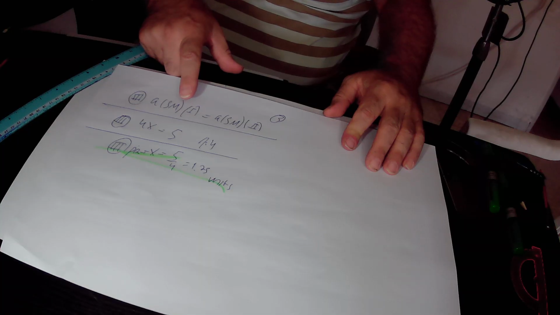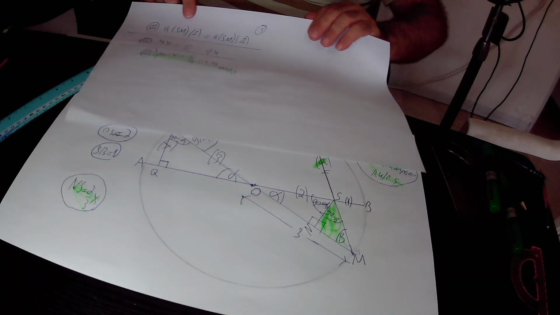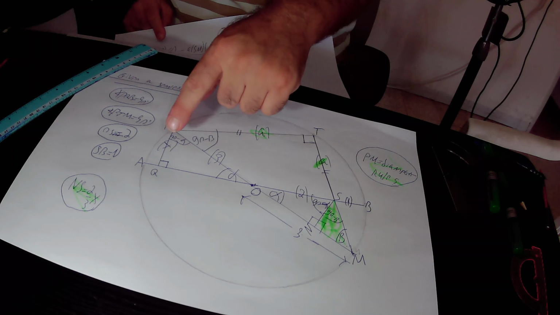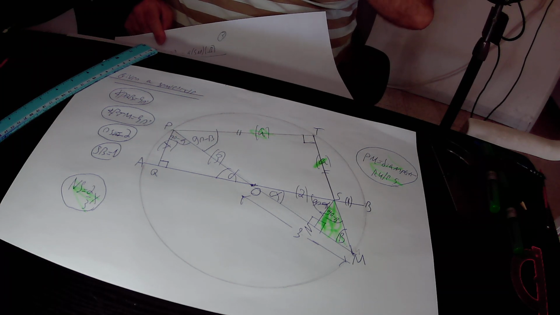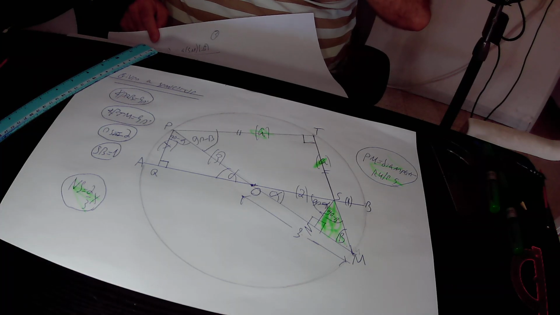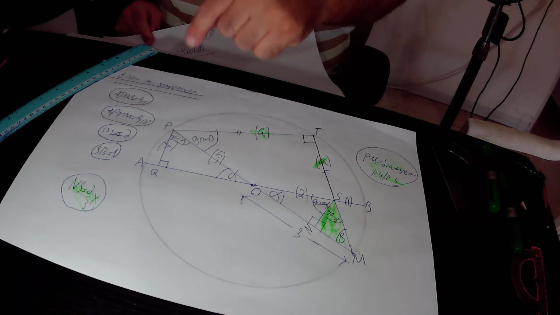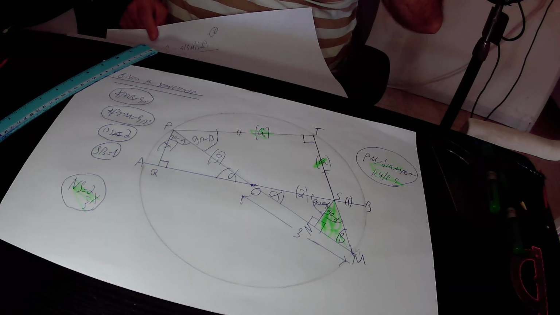5 quarters is 1.25. So the length of measurement PQ equals x, which equals either 5 quarters units in length, or in terms of numbers, PQ equals x equals 1.25 units in length.